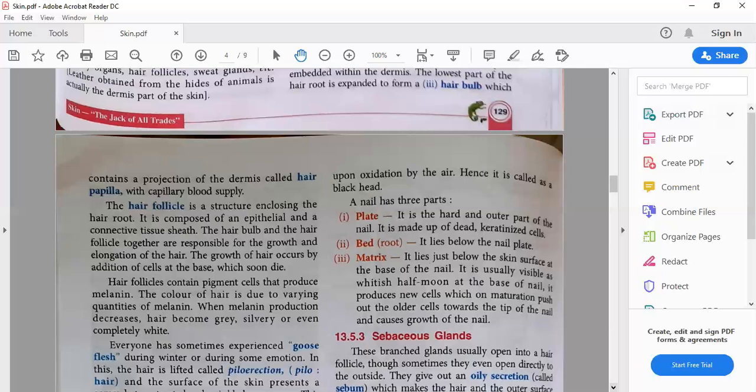That's why did I tell you this? Because I wanted to talk about the growth of hair. Okay, fine. Now, hair follicles contain pigment cells that produce melanin. So if you see, there are some people whose hair color is not black. Sometimes it is a little brownish, goldenish. So hair follicles contain pigment cells.